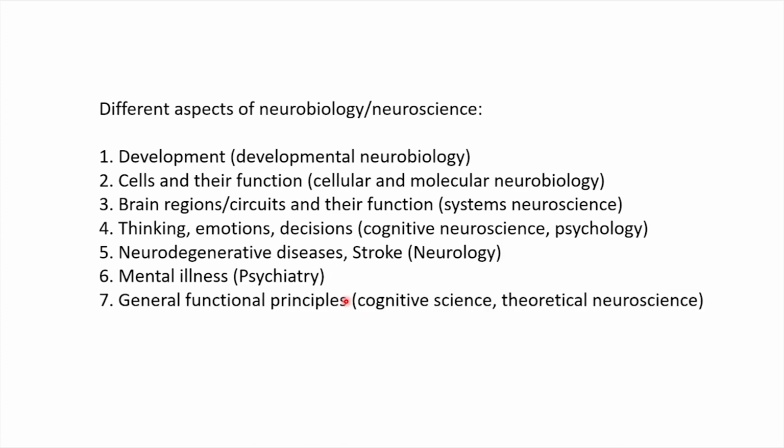Another subfield of neurobiology or neuroscience is to understand the general computational principles of how the brain functions. This comes under the fields of theoretical neuroscience or cognitive science, where the focus is not so much on specific neurons or circuits, but more at an abstract level, in terms of computations that are happening in the brain. And finally, one can look at the really big questions like consciousness or free will.